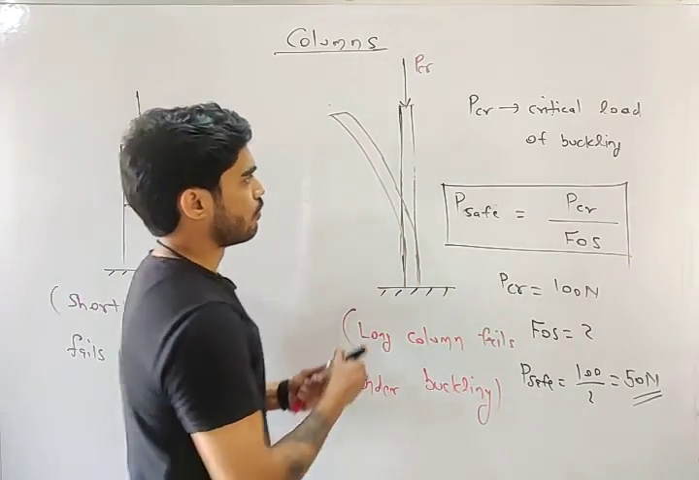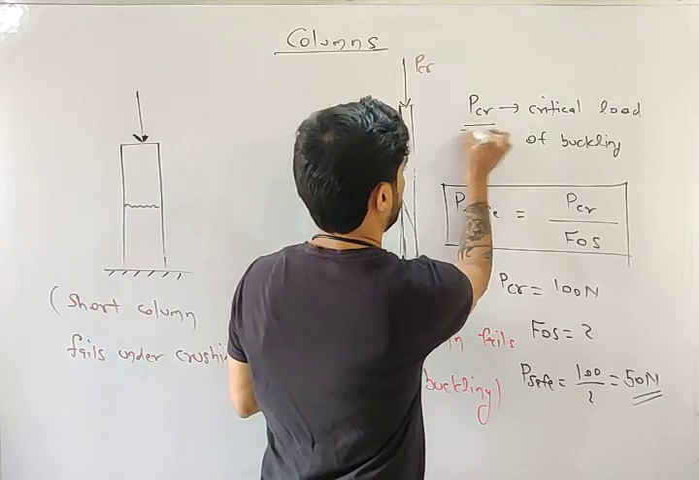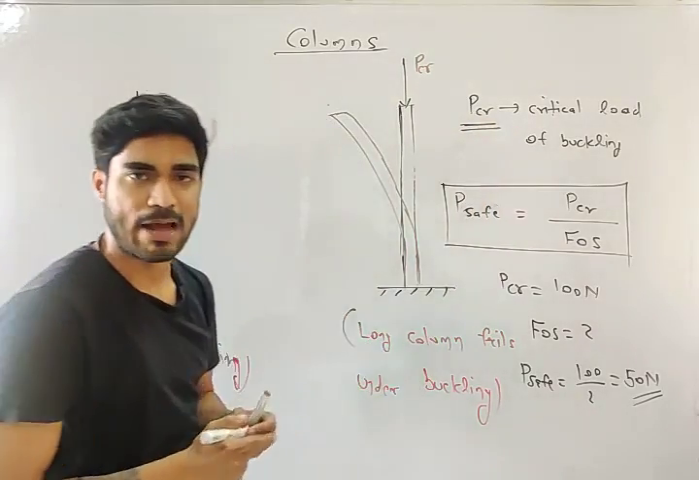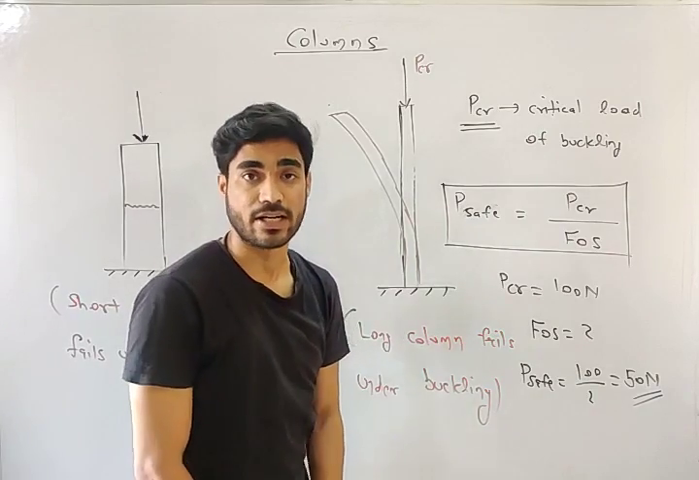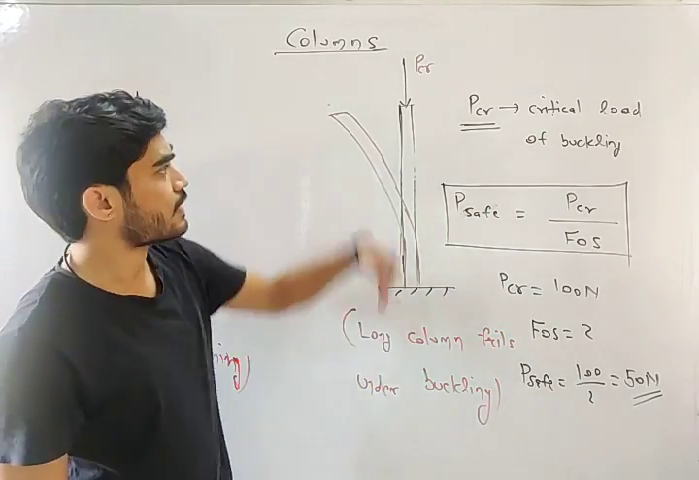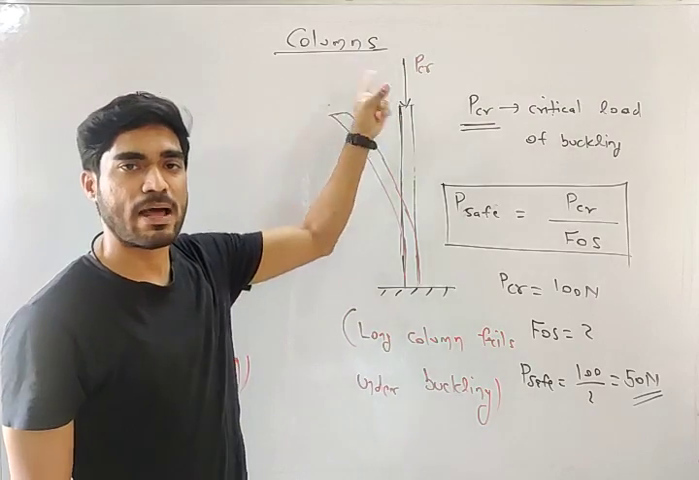So our objective is to find this critical load of buckling. In this chapter we will see how the critical load of buckling is calculated. Critical load of buckling means the load at which the column buckles.